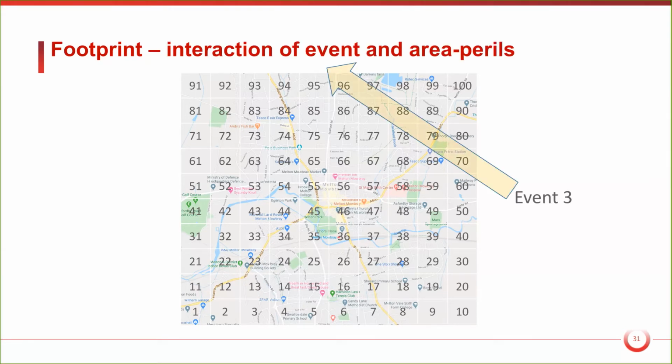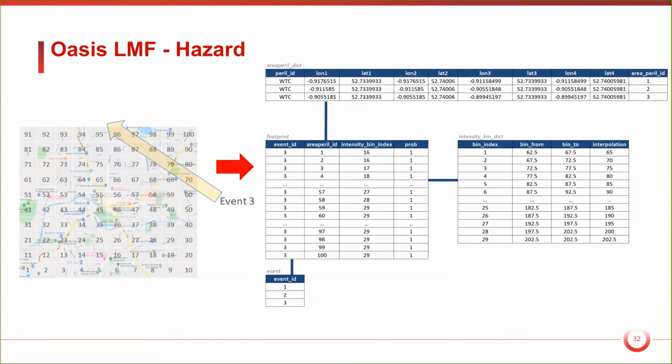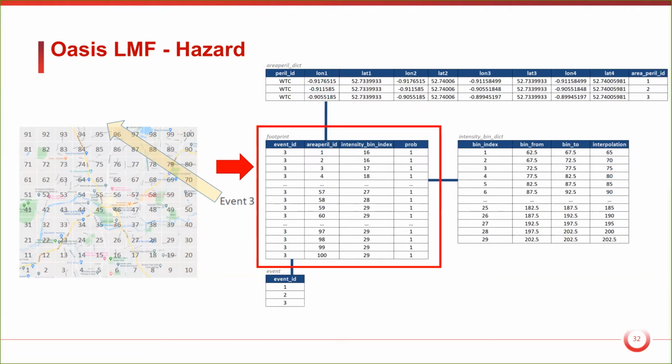And the way we build our concept of a hazard footprint is to interact the event with our area perils. So we have our event 3, which moves across the top right corner of our map here, and it hits some of the area peril cells. Now, in Oasis, we represent the footprint as a table of integers, which represents that interaction of that event with those area perils. And the event in each area peril will have a different intensity, which is also abstracted out to an integer.